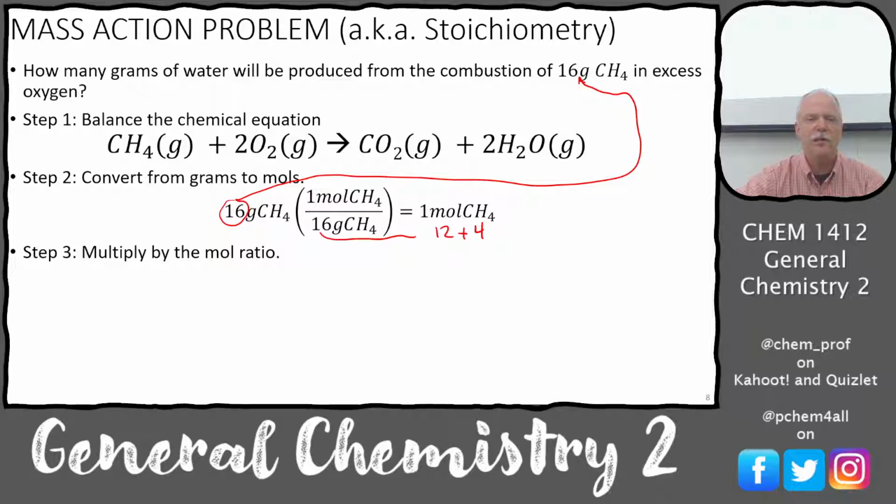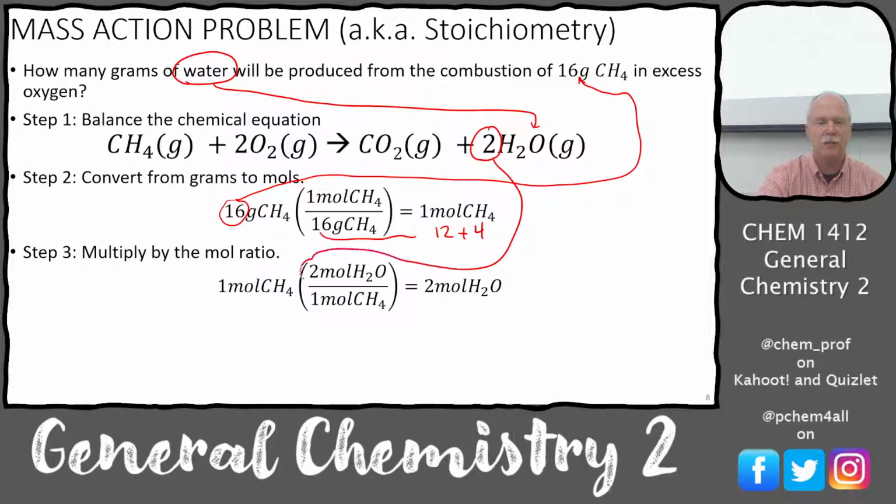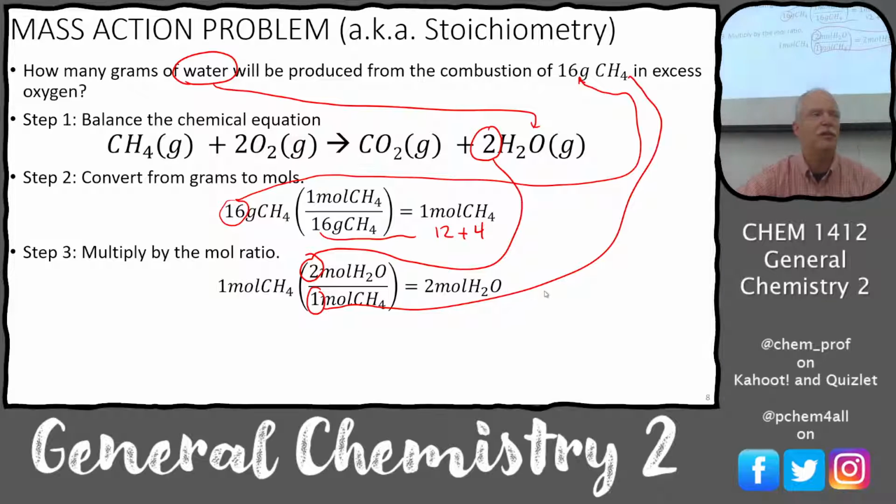Then we multiply by the mole ratio from the balanced chemical equation. So we're going to water, right? This is asking how many grams of water. All right, so that's water. So this is where we want to go. So it's on top. And methane is where we are, so it's on bottom. Okay. And so it's a 2-to-1 ratio. So we'll produce 2 moles of water from 1 mole of methane. We get that from the balanced chemical equation. Hopefully this is review. This is Chem 1 stuff that we're talking about.